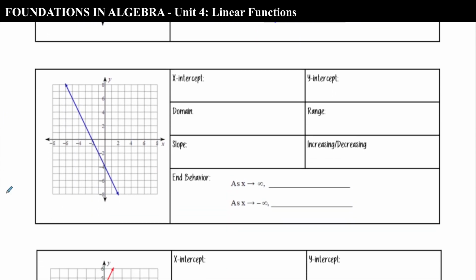In the next example, our x-intercept is at -2, and our y-intercept is at -4. Our domain is -infinity to +infinity, because we have an arrow on both the left and the right. Our range is -infinity to +infinity because we have an arrow on the bottom and the top.